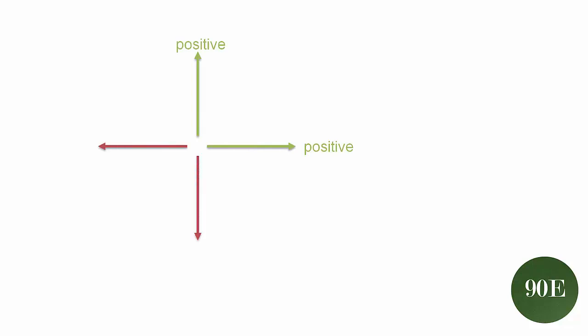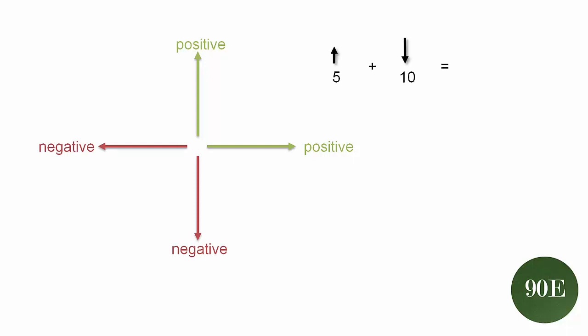The first thing that we need to define is what is a positive and what is a negative vector. Traditionally we say anything that points up or to the right is a positive vector, and anything that points to the left or down is a negative vector. What does this mean when we're looking at equations?